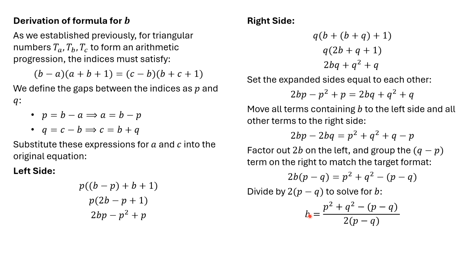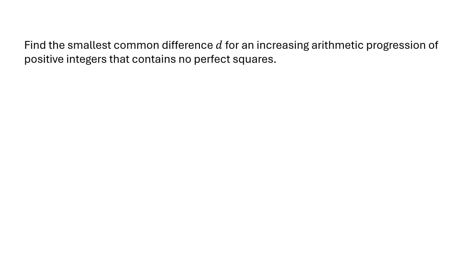I have one more problem in this lecture, and I'll get to that on the next slide. So this is the last problem in this lesson. Find the smallest common difference, D, for an increasing arithmetic progression of positive integers that contains no perfect squares.